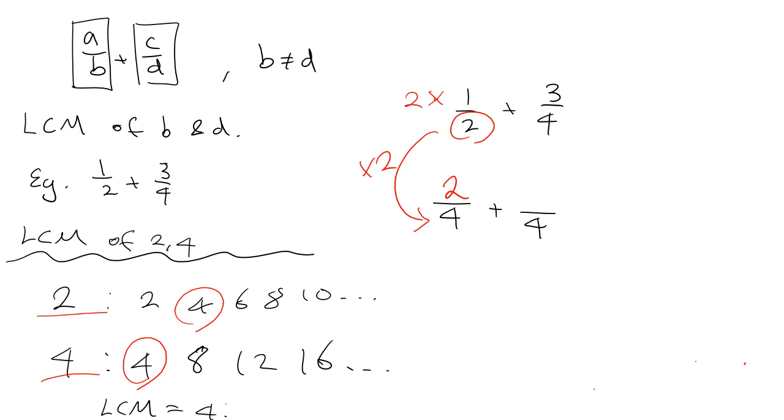Now we look at the second fraction. We times 1 to that. We didn't change it, so the 3 doesn't change. That's 3. Now our final step is to add the numerators together. So 2 plus 3 is 5, and put 4 as your denominator. If you want to simplify that to a mixed fraction, you can. It's 1 and 1/4.